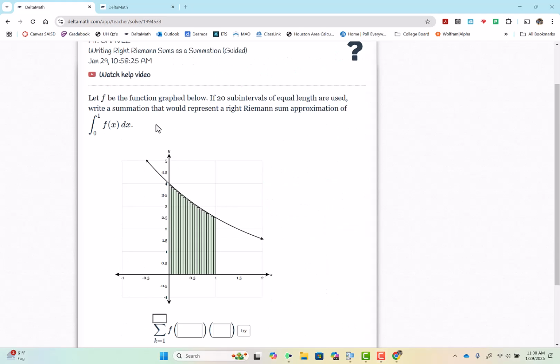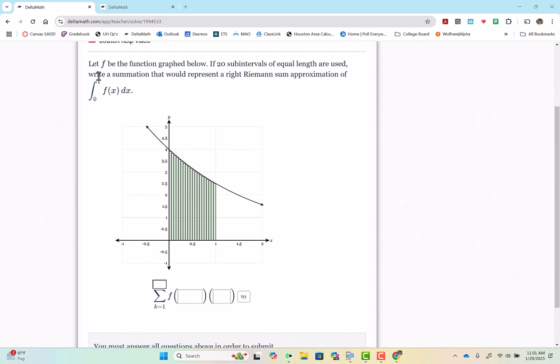All right. This is coming from Delta. There's a guided one and there's an unguided one. So look what it says. I'm going to get it wrong on purpose here. Let f be the function graphed below. If 20 subintervals of equal length are used, write a summation that would represent a right Riemann sum approximation of. And there's a reason why they tell you right Riemann sum, because that's the easier one. So look, I'm going to get it wrong on purpose. I know that it's 20 because it says there's 20, but I'm going to put 25.